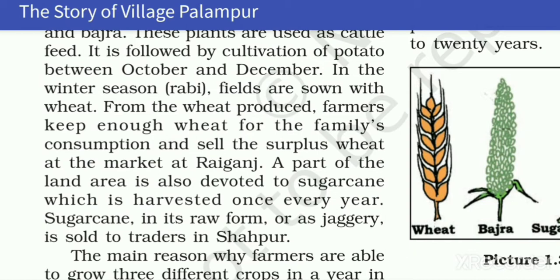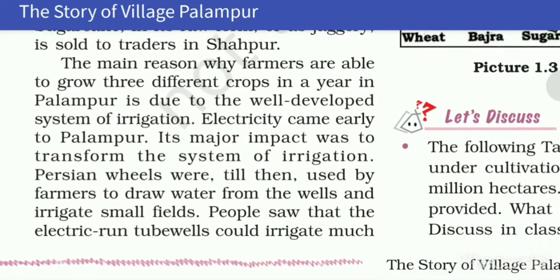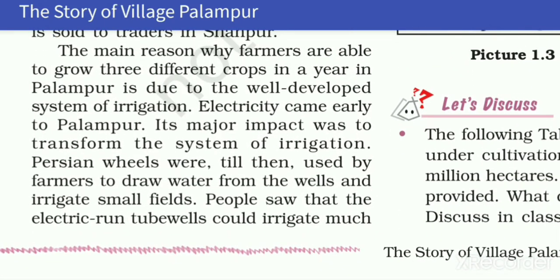We saw that the farmers of Palampur grow 3 different crops in a year. The first one is jowar, bajra and sugarcane. The second one is potato, and the third one is wheat. The main reason behind the growth of three different crops in a year in Palampur is a well developed system of irrigation and the benefit of electricity. Irrigation means flow of water over land or field for plant growth.